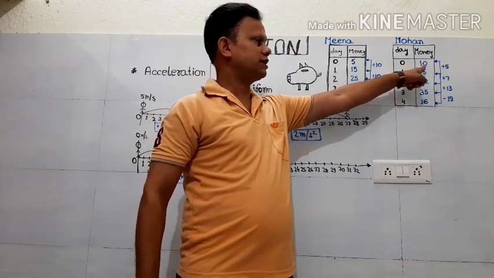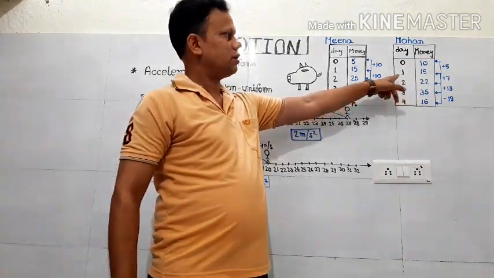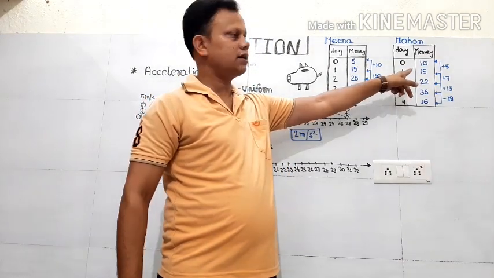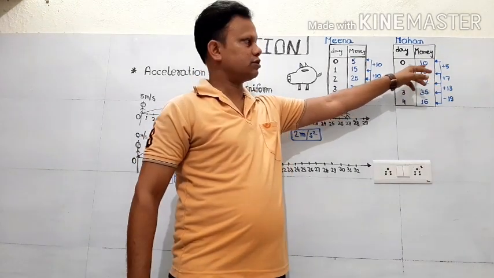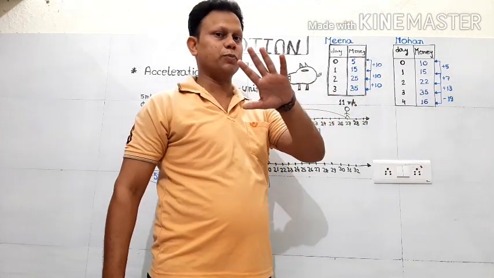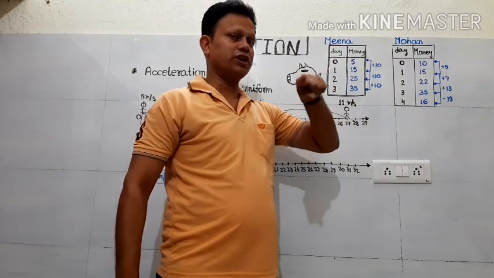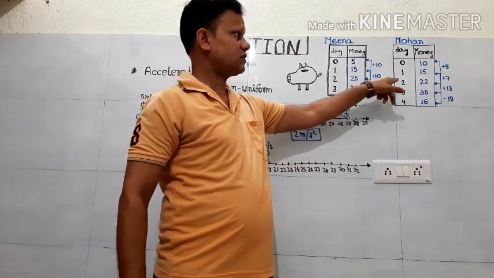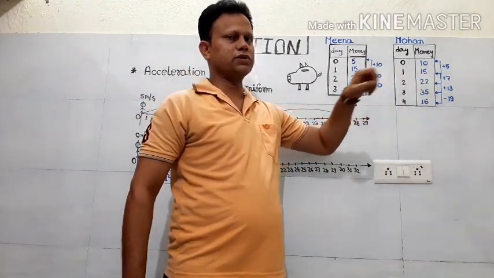But when you observe Mohan's behavior of depositing, saving money, you can see, suppose on the very first day, he has deposited 10 rupees. The next one, after one day, he deposited 15. So he is bringing the change by 5 rupees. That means 5 rupees more he has added in his saving. Next day, suppose he has deposited 22.